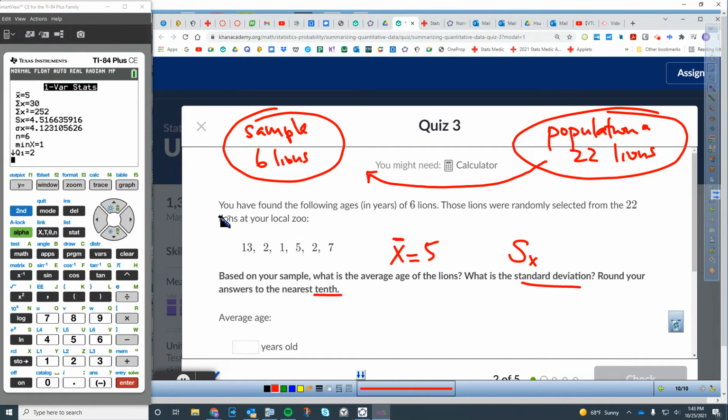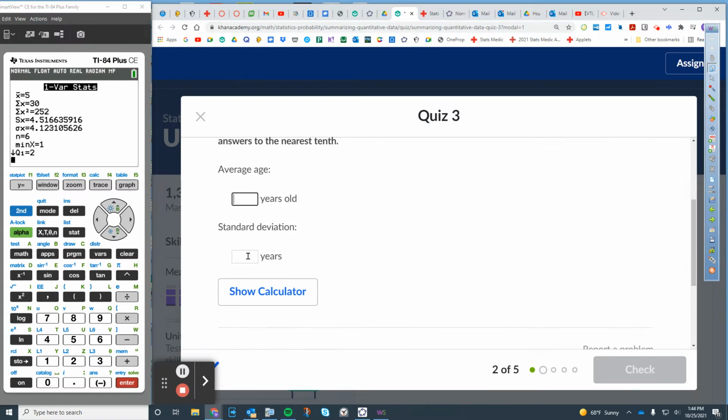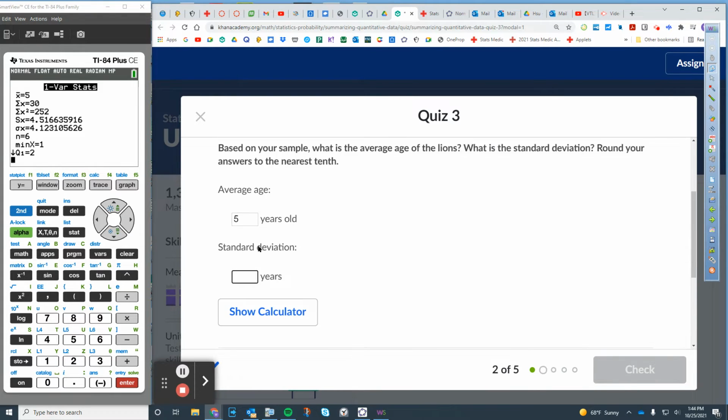Now, where is SX? Do you see SX right here? So it's 4.5, round to the nearest tenth. So here the average will be 5. Standard deviation of sample, right? Sample mean is 5. Sample standard deviation is SX here, and it will be 4.5, rounded to the nearest tenth. Okay, that's easy to do.